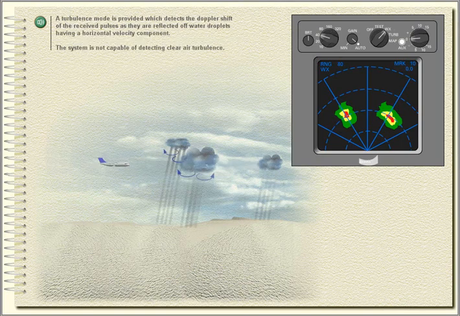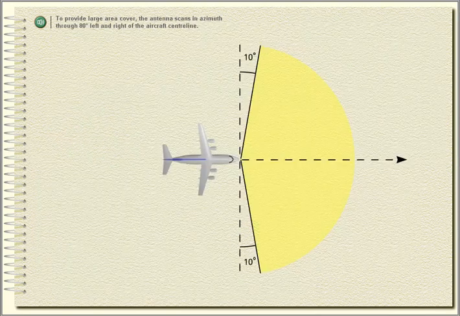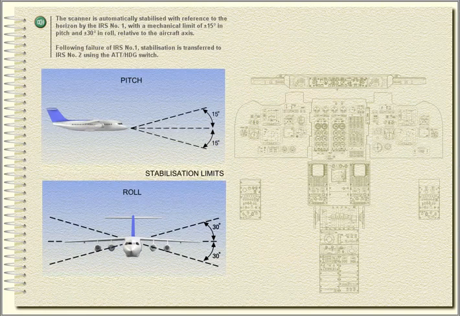A turbulence mode is provided, which detects the Doppler shift of the received pulses as they are reflected off water droplets having a horizontal velocity component. The system is not capable of detecting clear air turbulence. To provide large area cover, the antenna scans in azimuth through 80 degrees left and right of the aircraft centerline.